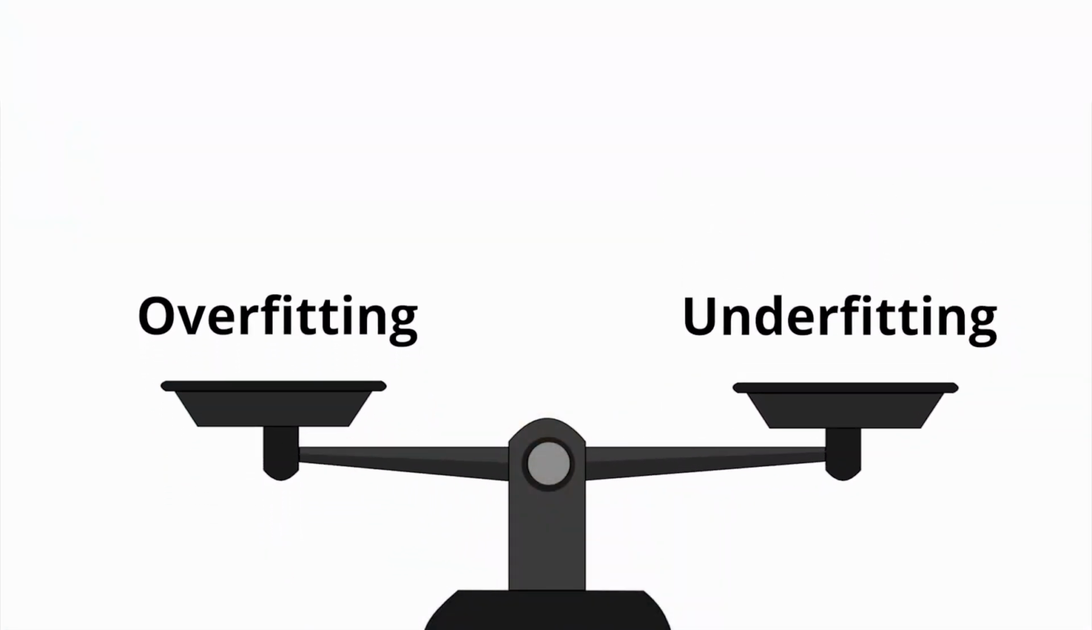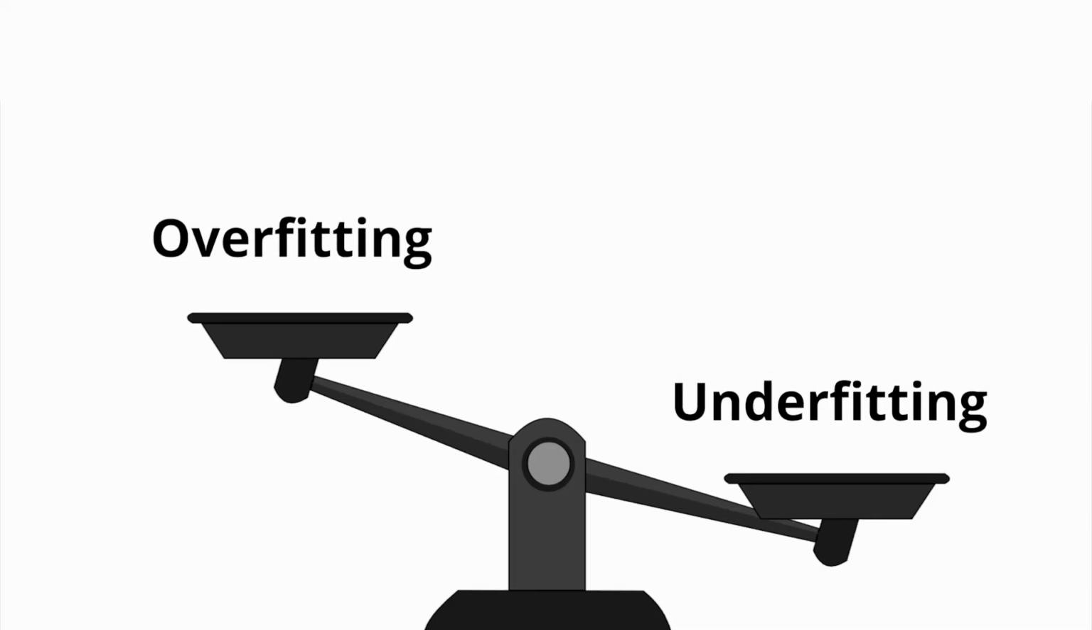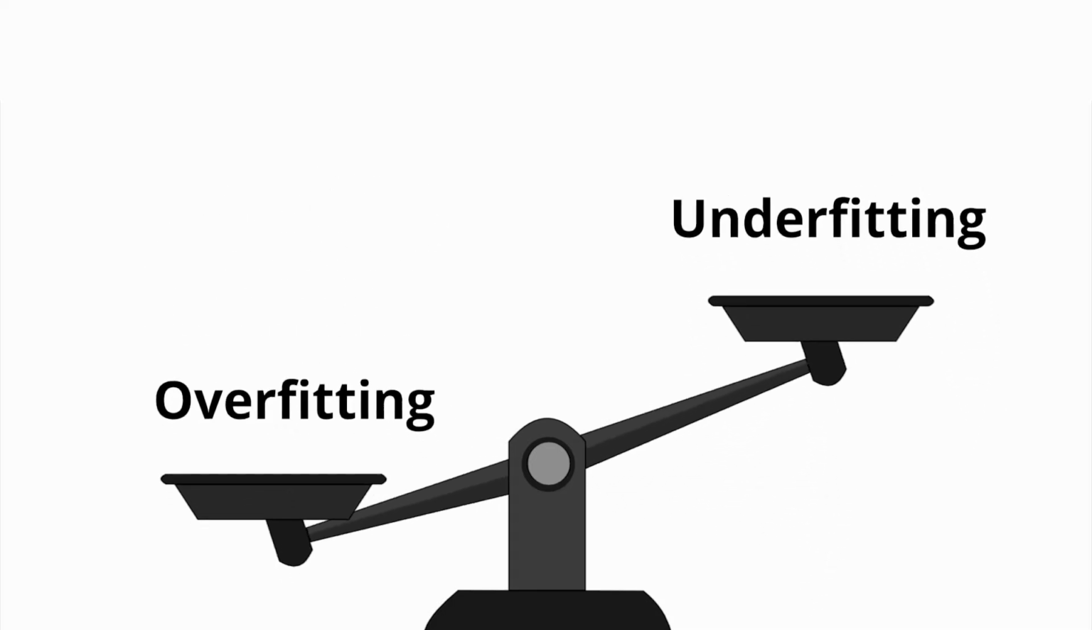Your job is to find the Goldilocks zone. Just enough penalty to stop the cheating, but not so much that you crush the real signal. In practice, we usually try different alpha values using validation data or cross validation to see which one gives us the best performance on unseen data.